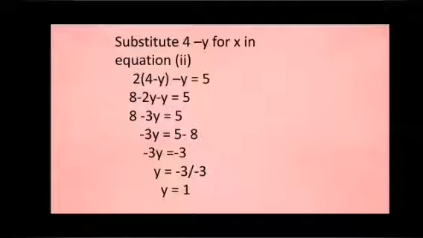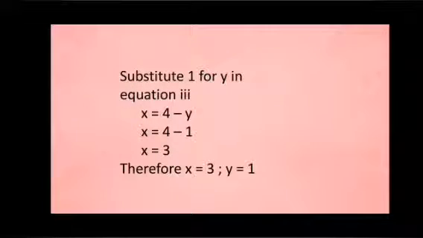We collect our like terms. Minus 3y is equal to 5 minus 8, minus 8 crossing the sign of equality. Minus 3y is equal to minus 3. We divide both sides by minus 3 and y is equal to 1. Remember that when a negative number divides a negative number, you have a positive number. So y is equal to 1.